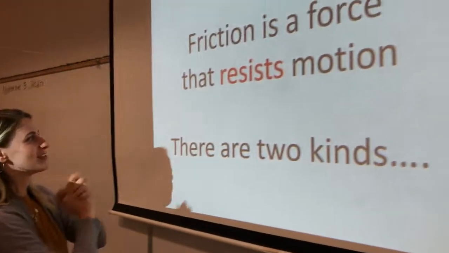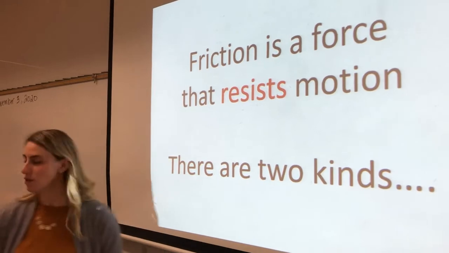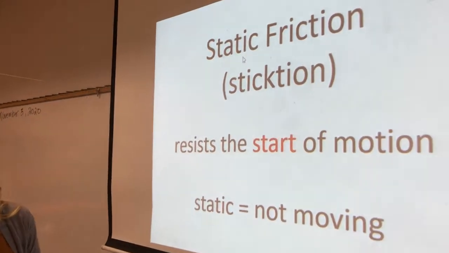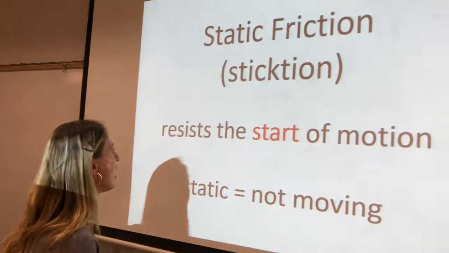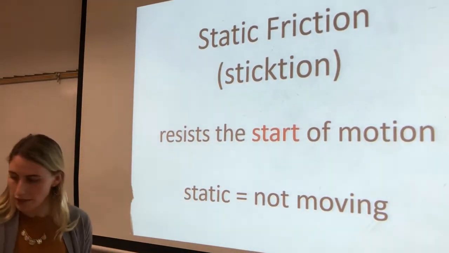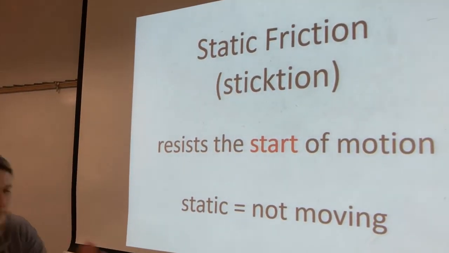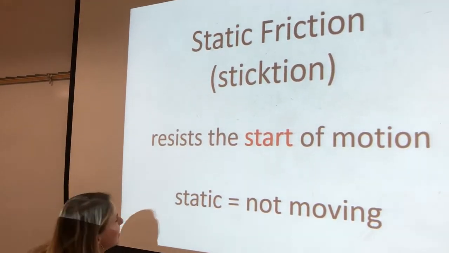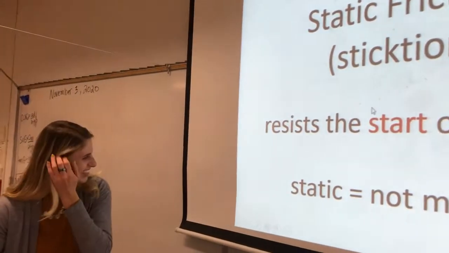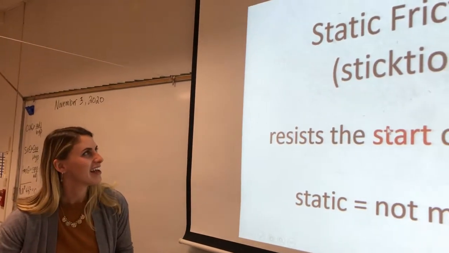Friction is a force that resists motion, and there are two kinds. We've got static friction, which resists the start of motion. So static is not moving. You're pushing on something, it's not moving. That's static friction that's resisting you. And static comes from the same word as stationary. Nice connection there. Not moving.